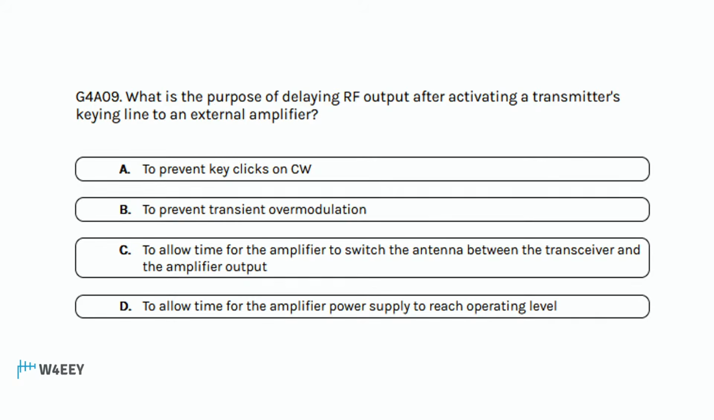So what is the purpose of delaying RF output after activating a transmitter's keying line to an external amplifier? Charlie. It's the longest answer. To allow time for the amplifier to switch the antenna between the transceiver and the amplifier output, preventing hot switching.